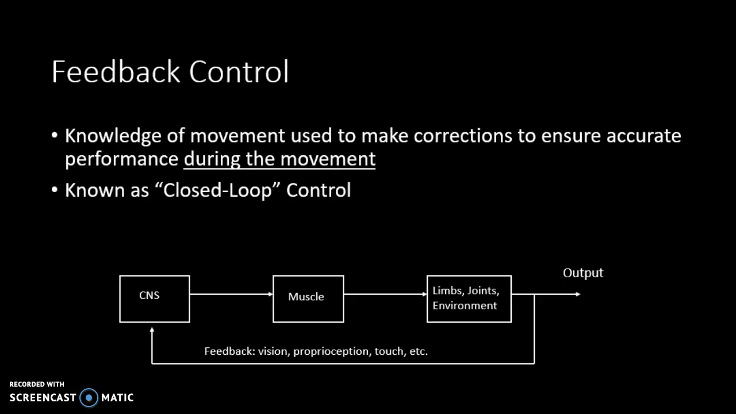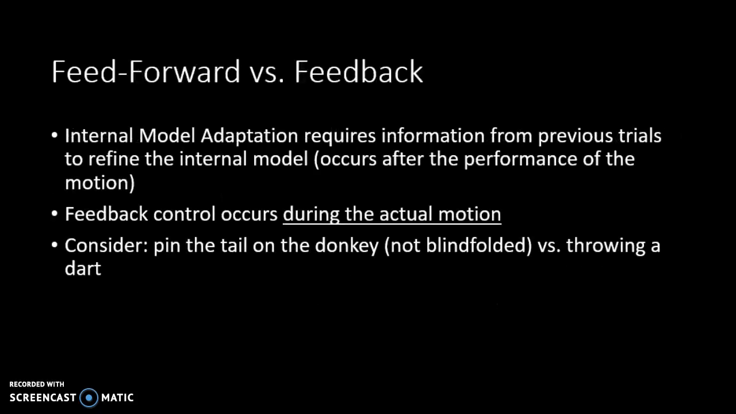So feedback control is usually slow. It's a closed loop system, closed loop control. So the knowledge of movement used to make corrections to ensure accurate performance during the movement. So here you see the CNS to the muscle to the limbs, joints, and environment. We get some feedback from vision, proprioception, touch, which then gives us hopefully a good output.